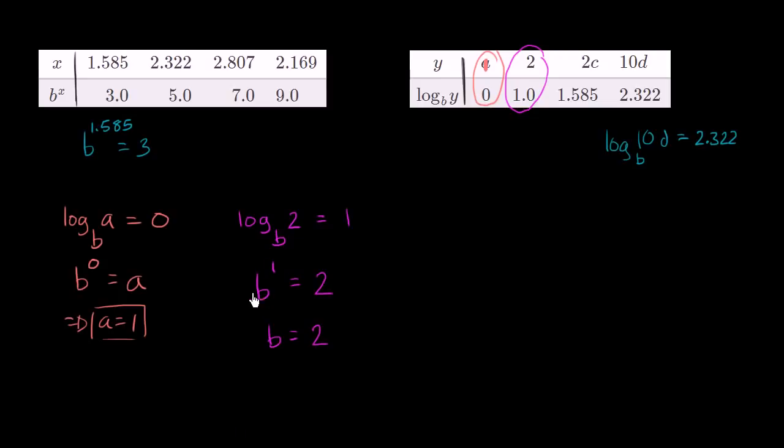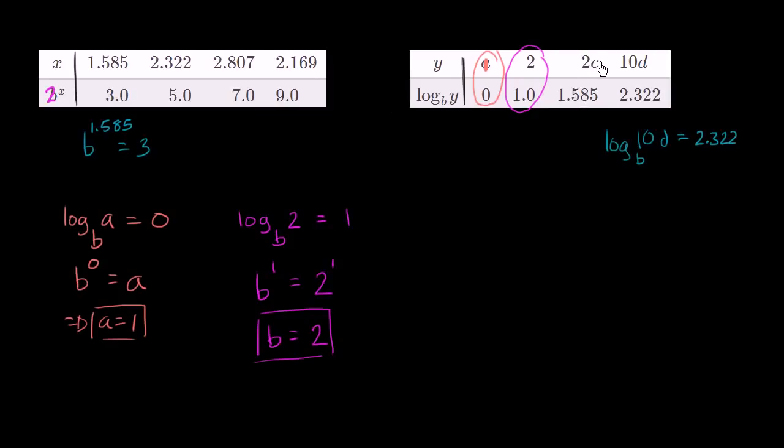You could say b to the first is equal to 2 to the first. That's also equal to 2. So b must be equal to 2. So we've been able to figure that out. It actually makes sense. 2 to the 1.585 power, that feels right. That's about 3. Now let's see what else we can do. Let's see if we can figure out c.